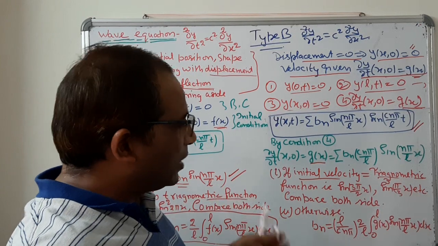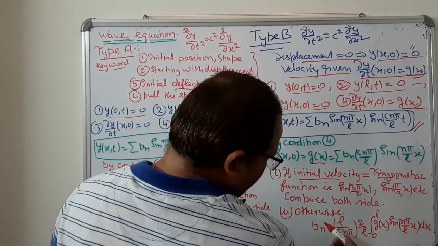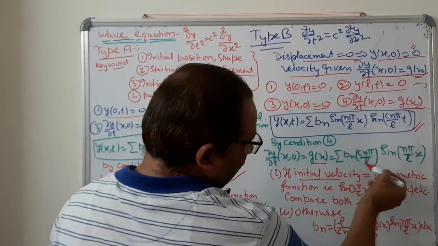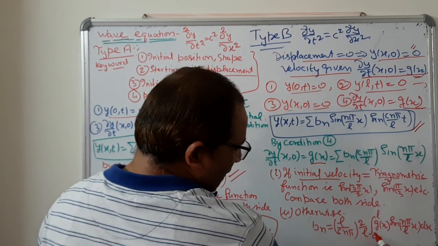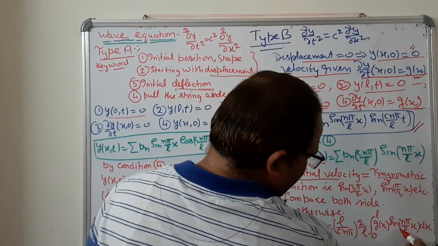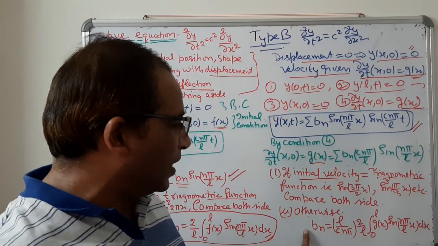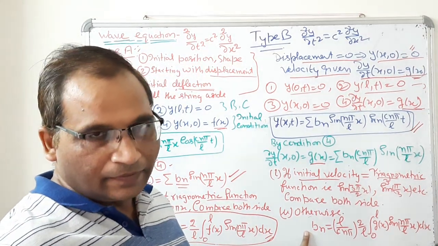In case a trigonometric function is not there, in that case we will integrate. We will find the value of bn equal to, this term will go to this side, that means L upon c n pi into 2 upon L, integral from 0 to L, g(x) sin(n pi x upon L) dx. So by this formula we can find the value of bn.